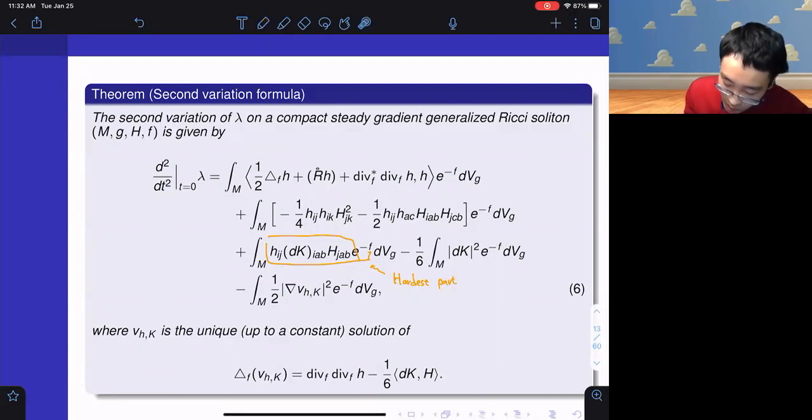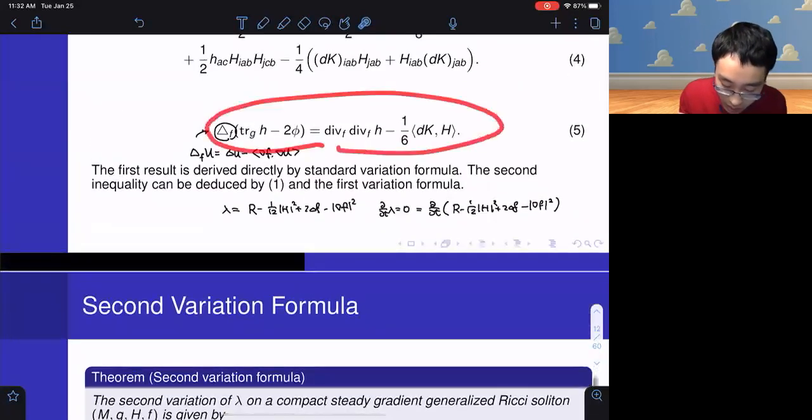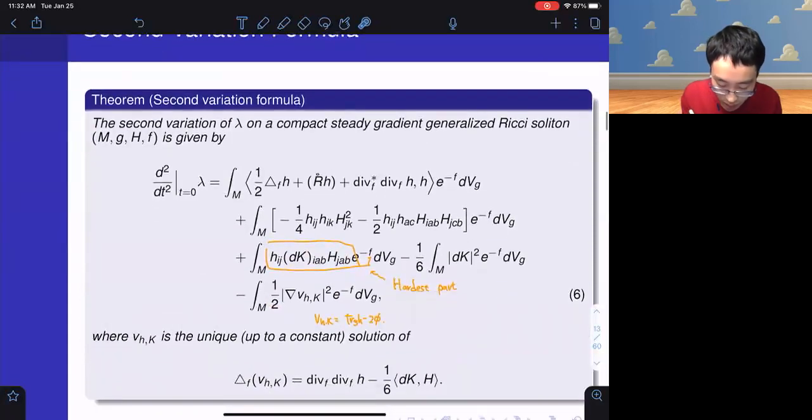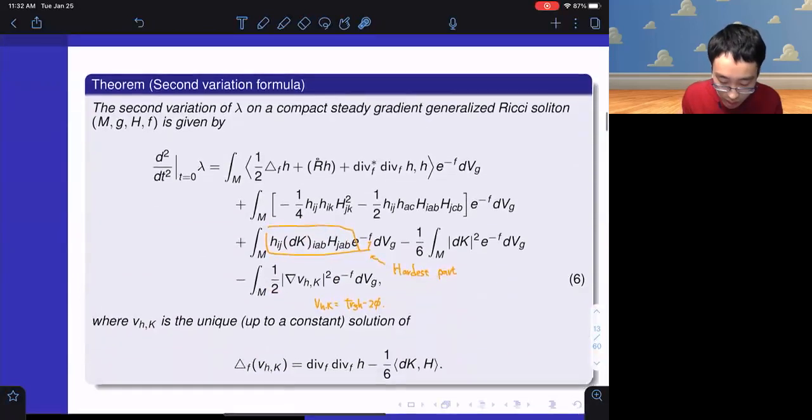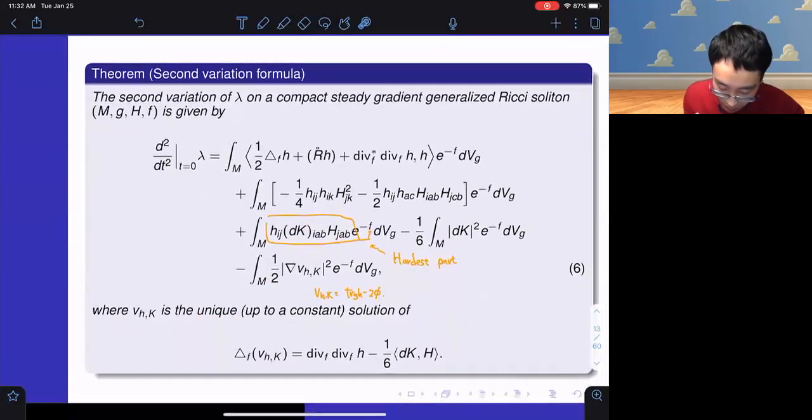And minus 1/6 dk squared. This is the part only related to dk. And minus half of gradient vhk squared. This term vhk is coming from the trace minus 2v in the computation. Based on our previous computation result, this vhk is the unique solution, where unique means unique up to a constant, of this PDE.